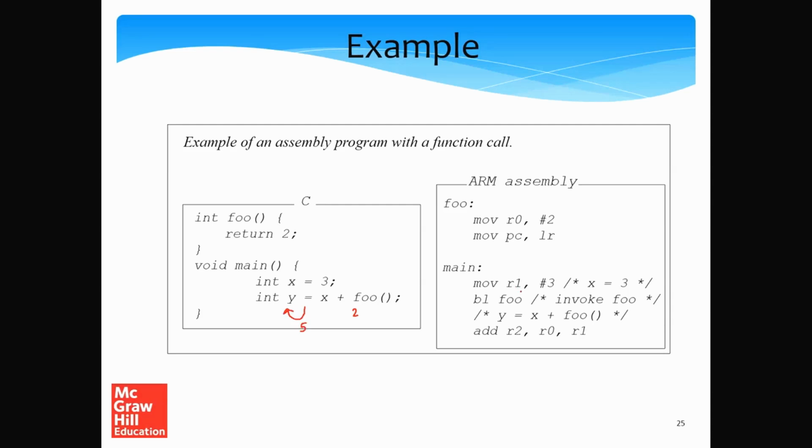So let's consider what needs to be done here. The first step is always mapping the variables to registers. So let's map x to R1. Let's add 3 to it. I'm sorry, let's move 3 to it. Subsequently, we call the foo function. So the foo function moves 2 to R0, and so we need to return.